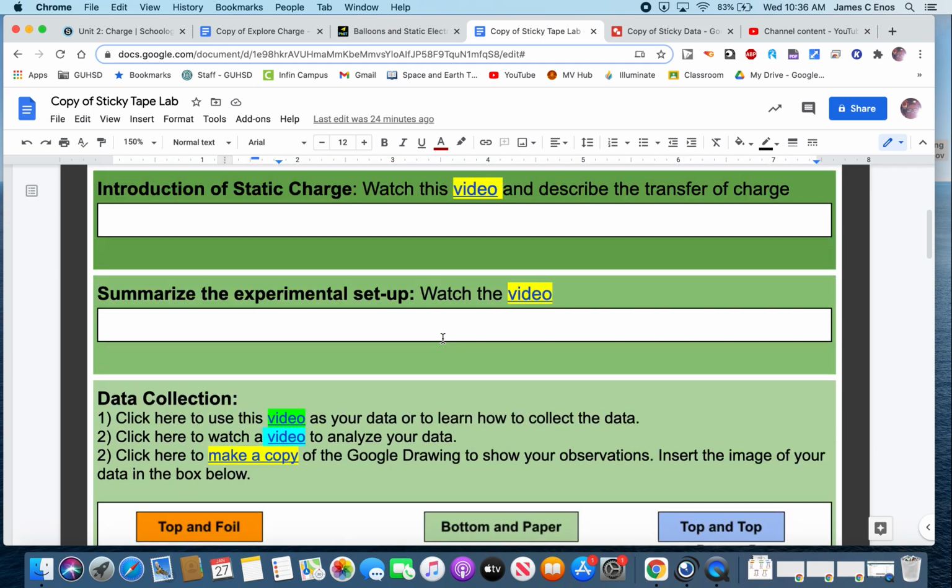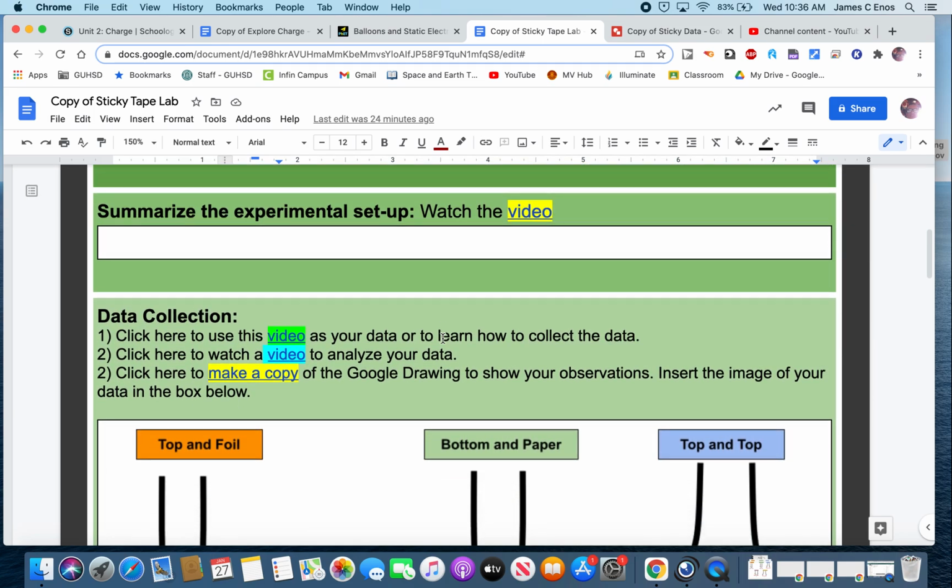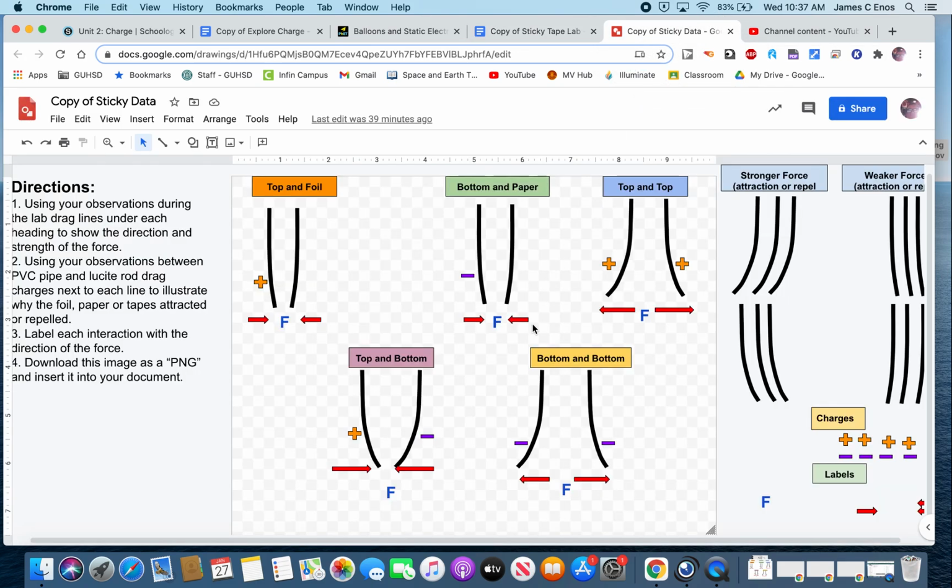Yesterday we worked on this sticky tape lab. As we worked on it, we were asked to make a copy and look at some data. So I wanted to show you some of the data that I was putting together. When I made my copy of my sticky tape data to insert as my image, I tried to show the forces when they were attracting one another and the forces when they were repelling one another. I saw a big repulsion with that top tape, so I changed the force to show that. And I saw a big attraction with the top and bottom tape. And then we went through and did some of that analysis.